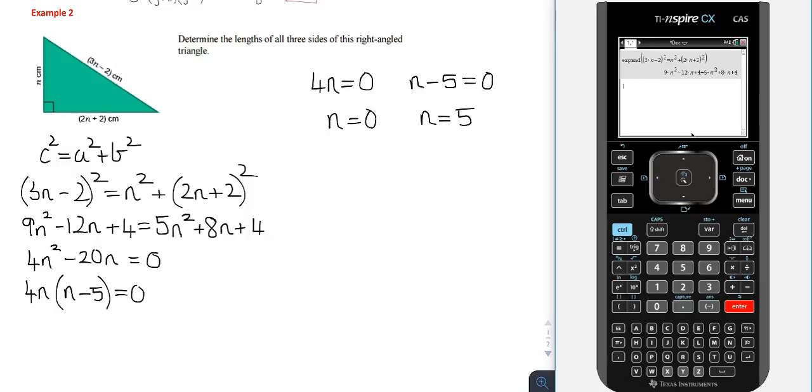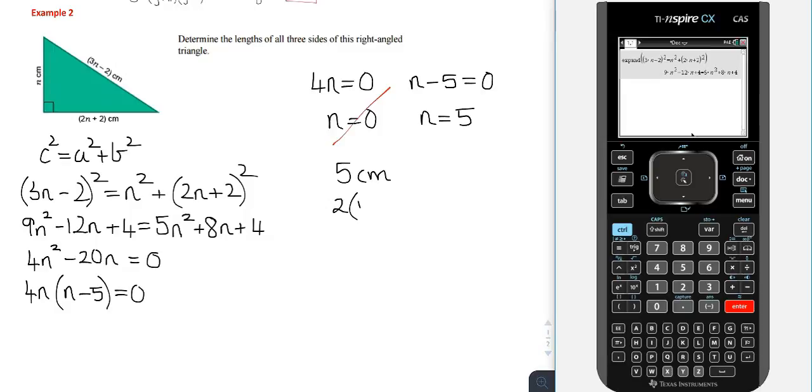Now again, we can get rid of a result because you need to look at the reasonableness of the answer. Is the answer reasonable? Having a side length on a triangle of 0, i.e. this length here of 0, doesn't make sense. There's no triangle if the side length is 0. So the answer n equals 5 must be the only answer you've got.